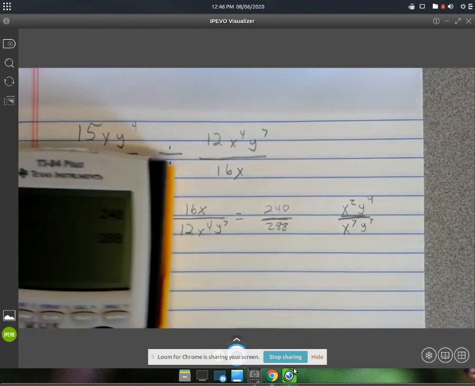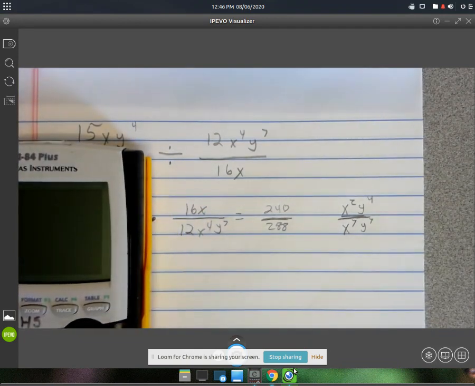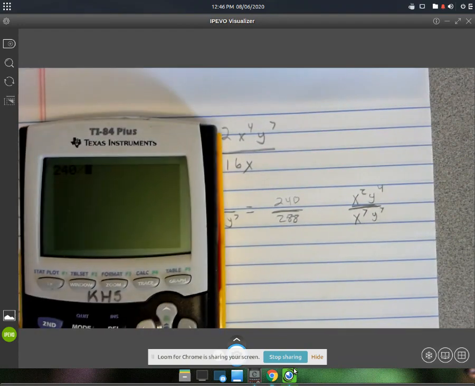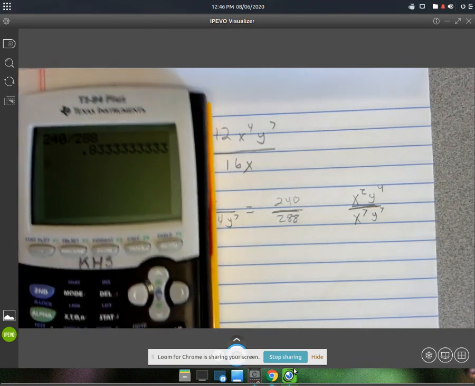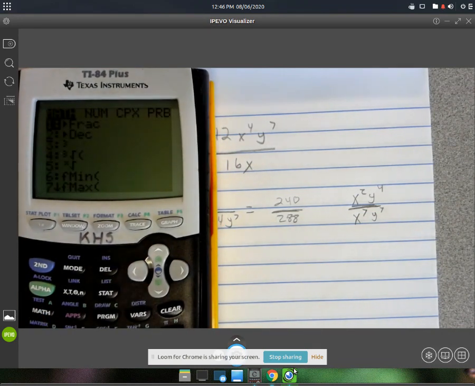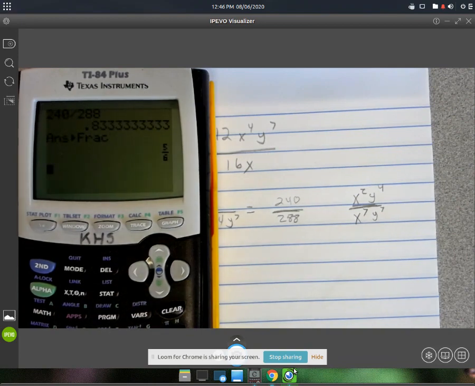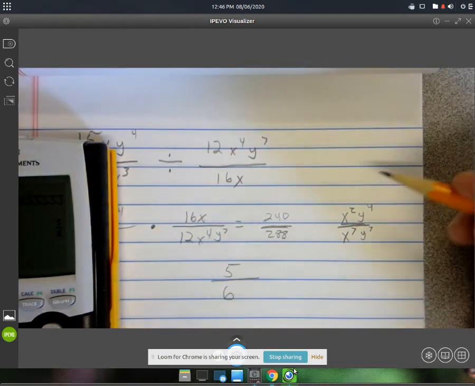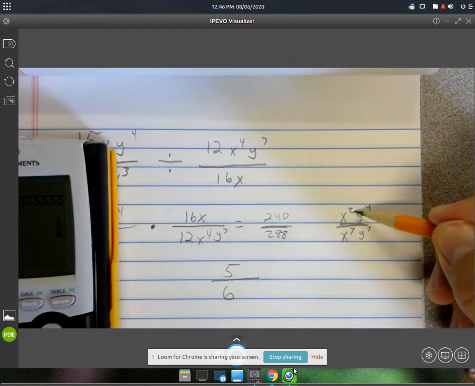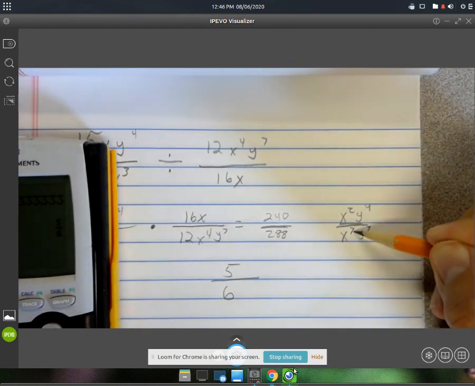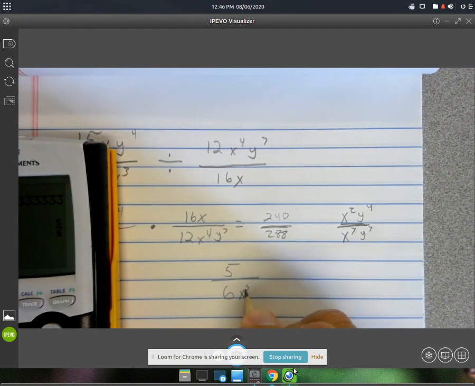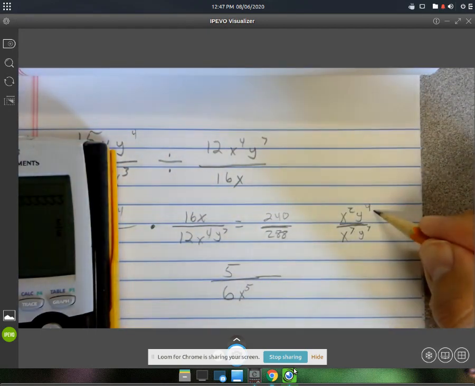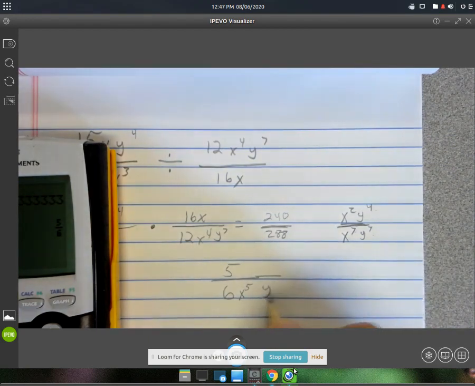All right, so to finish this problem off, let's simplify 240 over 288. So 240 divided by 288. And then we're going to convert that to a fraction, math, and then the fraction button. So we get 5 over 6. And then you'll notice for our variables, 2 of these x's will cancel with 2 of those x's. So that's going to leave us 5 of them in the denominator. And for our y's, 4 of those cancels with 4 of those. So you get 3 left over in the denominator. And that's all.